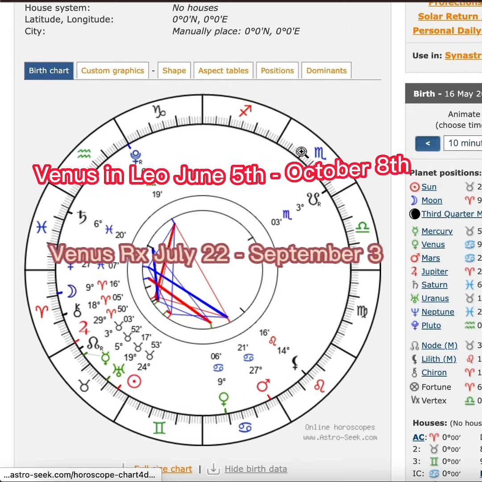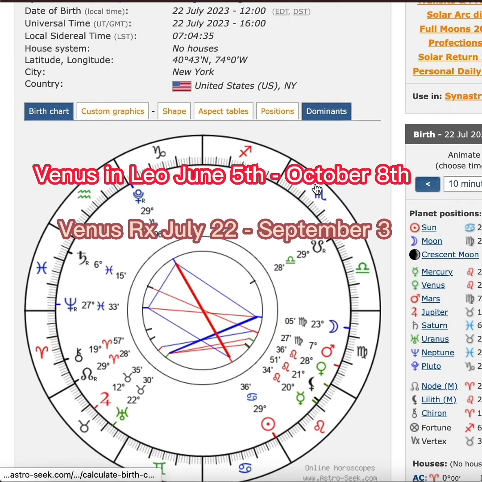Also, a notable mention. Well, excuse me, starting June 5th, we'll have Venus in Leo, and all the way to October 8th, Venus will remain in Leo, which is important. It's a very long transit for a personal or interpersonal planet. Venus rules relationships, money, desires, women. So it's very important to know this. Also, food.